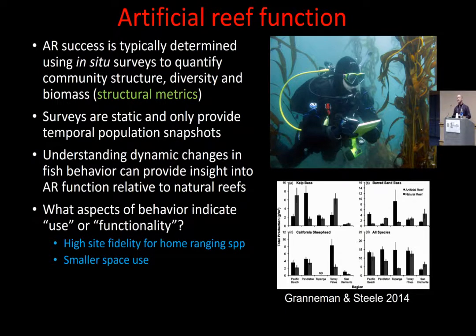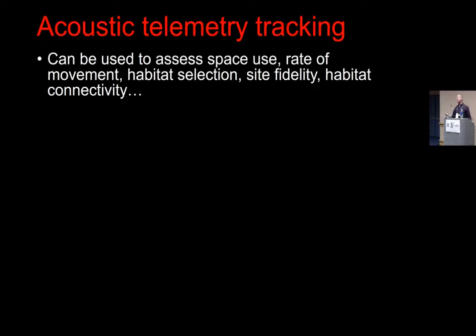Another thing may be the amount of space they use. So if there are fewer resources, the individual may use the reef as refuge, but now has to venture further to get adequate resources, which, as John points out, puts them at risk from predation. So we can use these as functional metrics to evaluate how fish are using these various habitats, comparing natural reefs with artificial reefs.